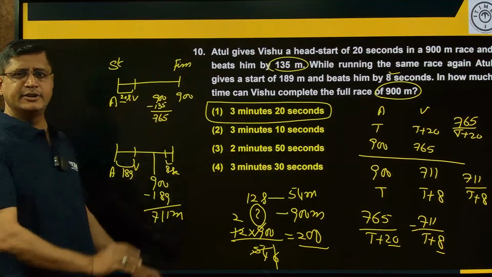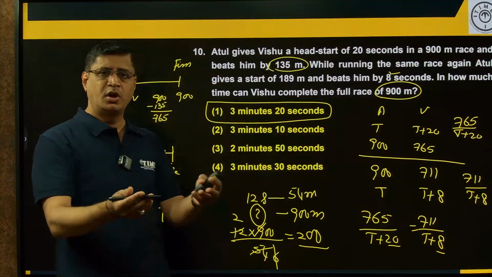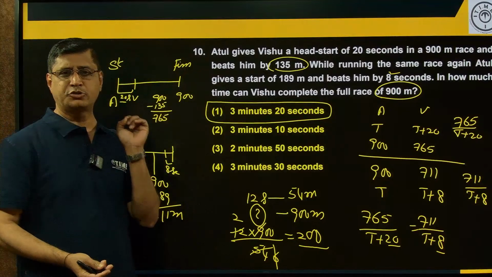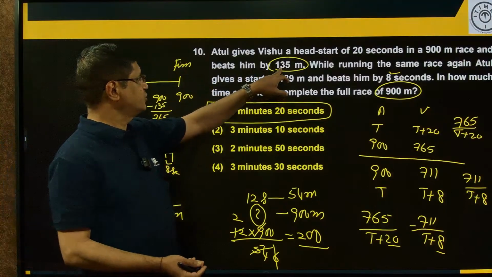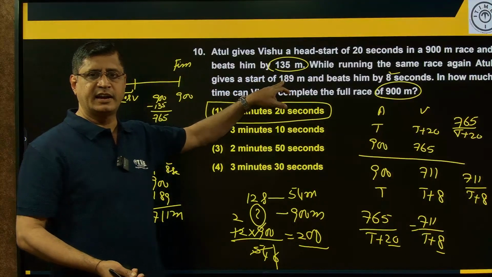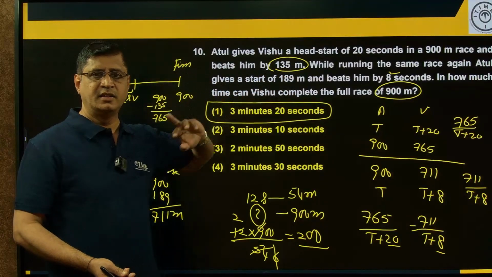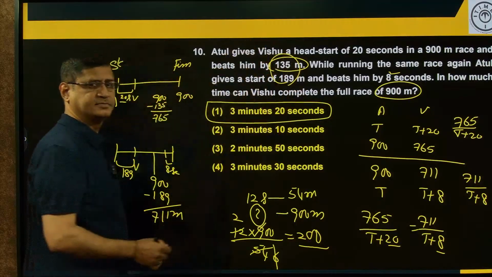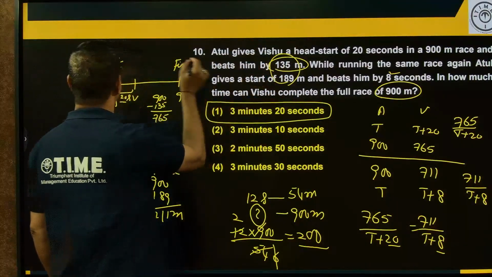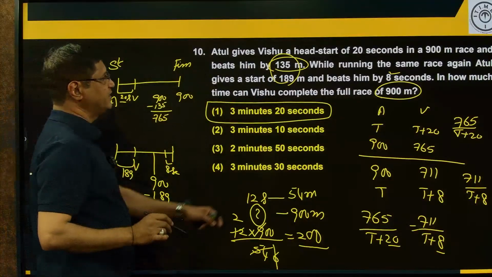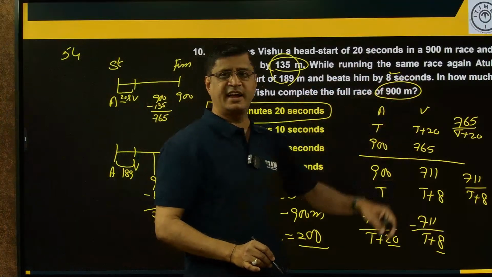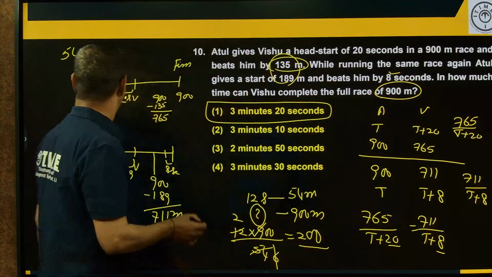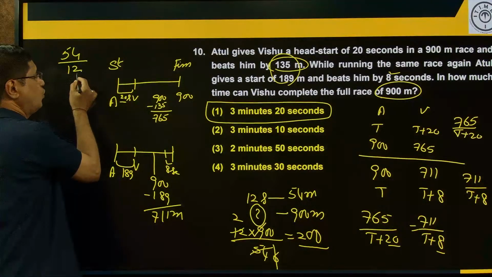This is an in-detail discussion. But in an examination, how to answer is very simple. Two participants. First case, defeated by 135. Second case, defeated by 189. The gap between these two is equal to 54. Am I right or not? The gap between these two is equal to 54. Now what is the time gap here? 20 seconds and 8 seconds. The difference is 12.